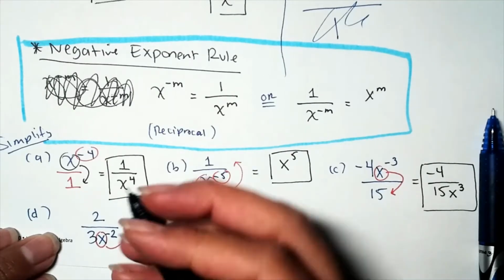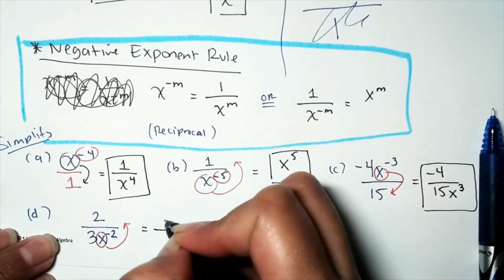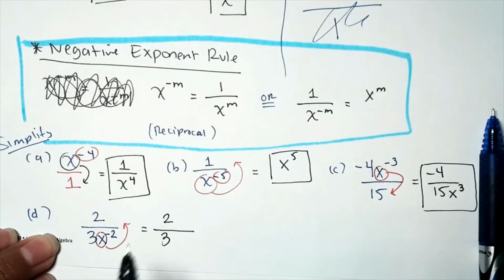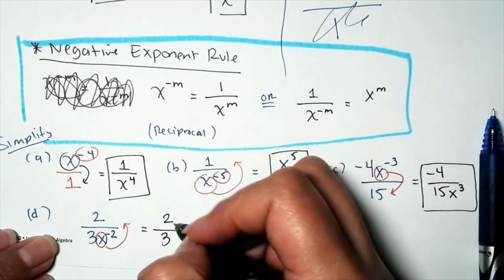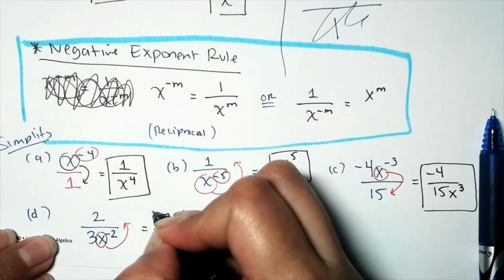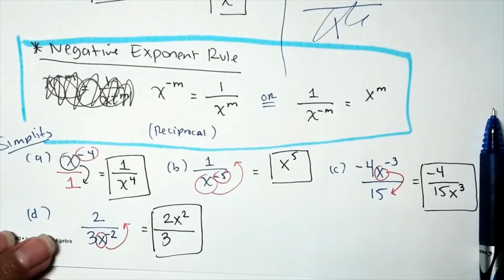Let's write down whatever stays put. 2 is on top, 3 is on bottom, and the x has to go. We bring it to the top, and then we safely switch out the exponent.